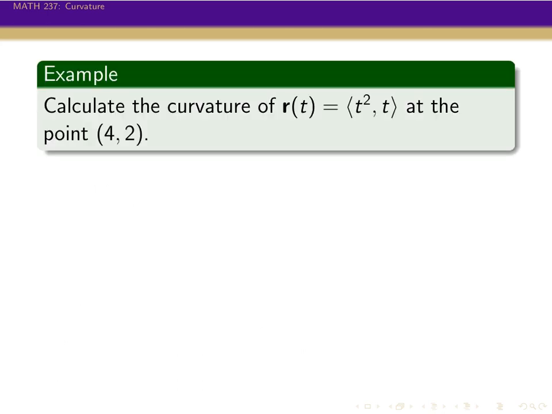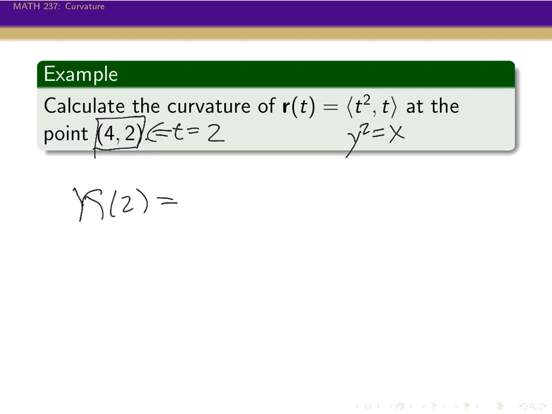Okay, so for this example, we're going to calculate the curvature in the xy plane of r(t) = (t squared, t). If you look at this, what curve is this drawing out? It's drawing out y squared equals x, so this is a parabola on its side. And we want to do it specifically at the point (4, 2). If we're at the point (4, 2), what's the t value for this? Well, looking at the y coordinates, the t value is going to be 2. And so we're looking at calculating the curvature at 2.